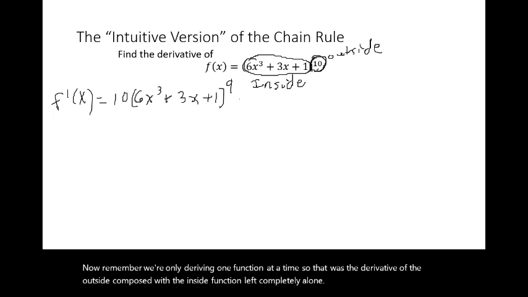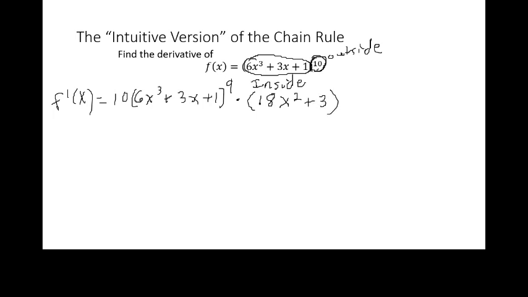Then we're going to multiply it by the derivative of the inside function. So now we're going to multiply it by the derivative of 6x cubed plus 3x plus 1, which is 18x squared plus 3. And please use parentheses if the derivative of the inside involves more than one term. And I am not going to ask you to expand anything out 9 times, so this is fully as simplified as it needs to be.